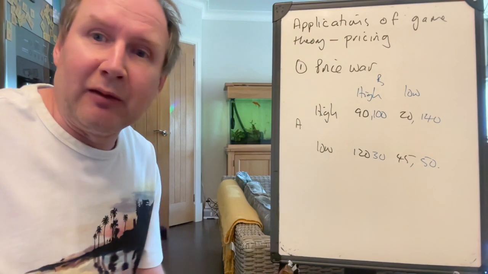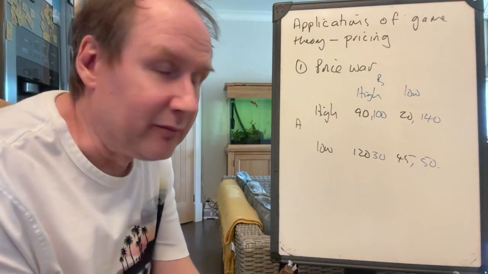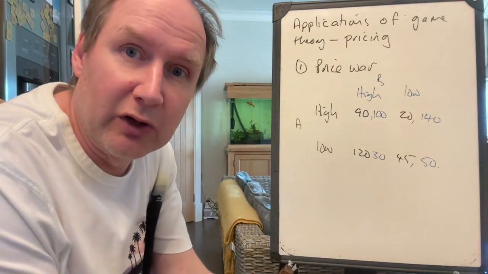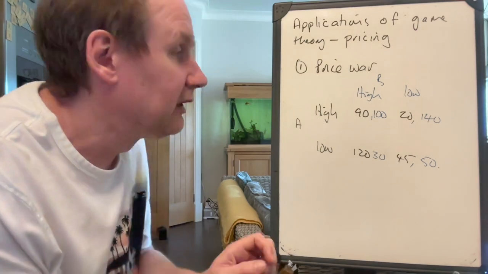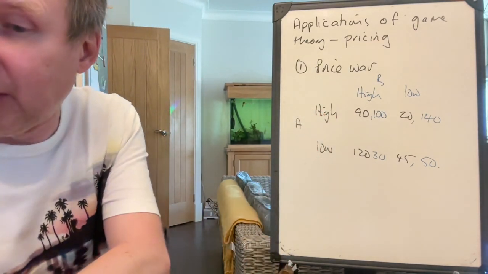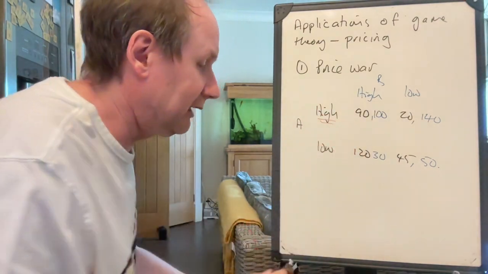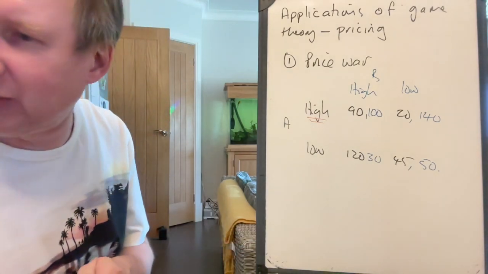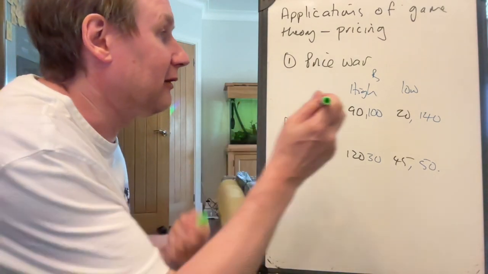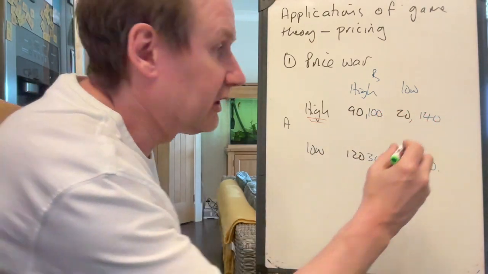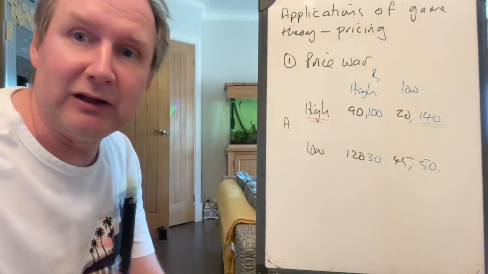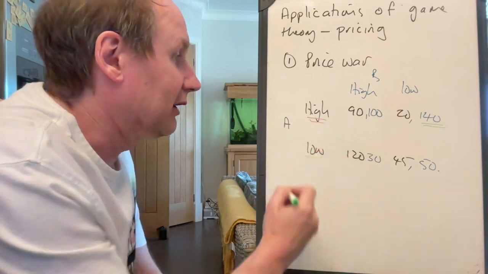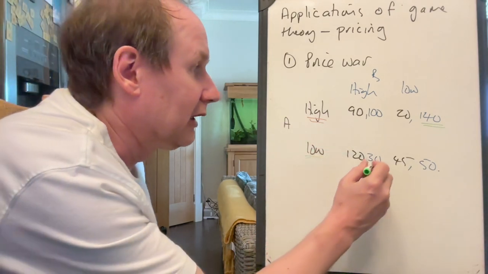Let's analyze our matrix and see if there's a Nash equilibrium. So remember we said that the Nash equilibrium isn't simply the two highest numbers. We simply look at what each player would do based on what the other one does. So we said if A plays high, then what is it that B's going to do? If A plays high, then B has a choice of 100 or 140. 140 is more, so we double underline that. B would choose low.